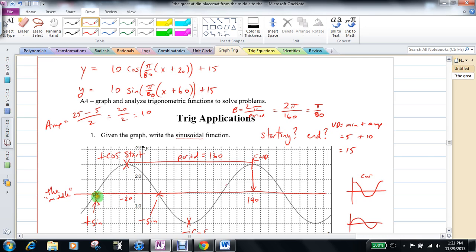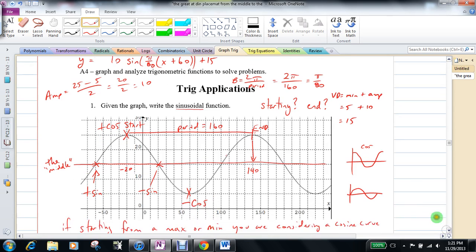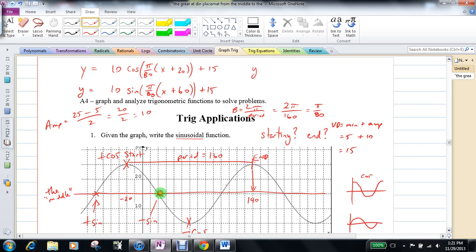Now, we did not need to play with just this point or this point to represent this function. We could also have picked, perhaps, this point and played with a negative sine function. If we played with this point as our starting point, then our amplitude is still 10. We're playing with a sine function because we're starting at the middle. The period and therefore the B value have not changed.